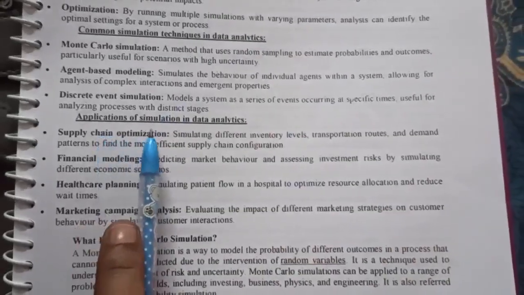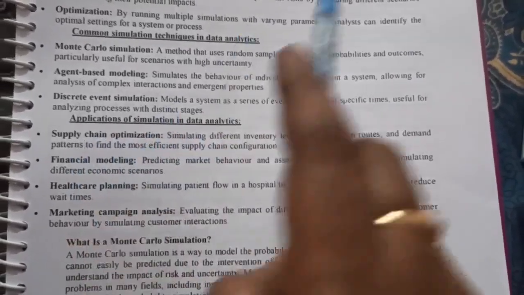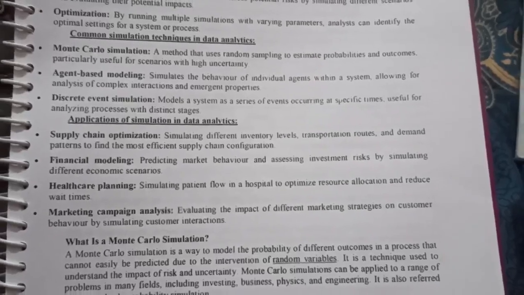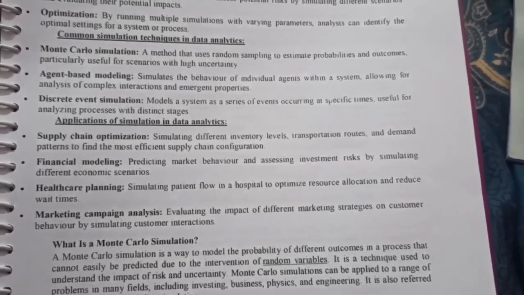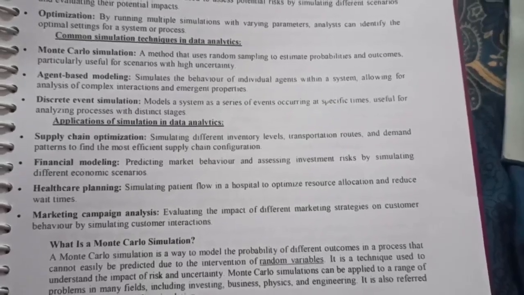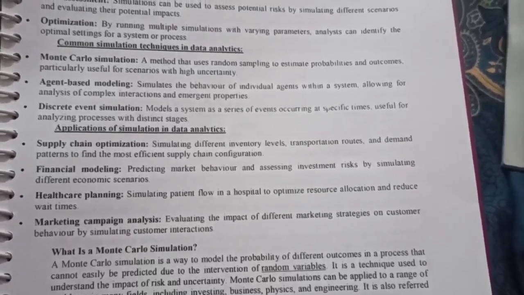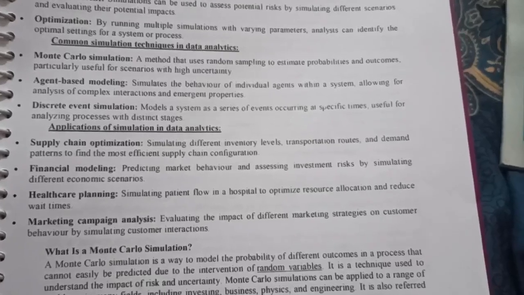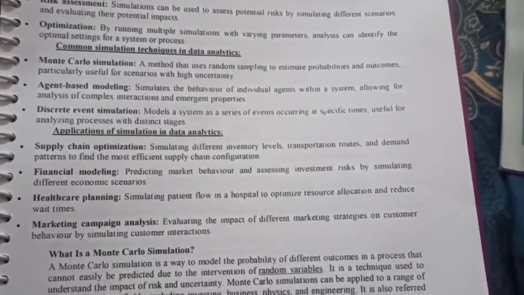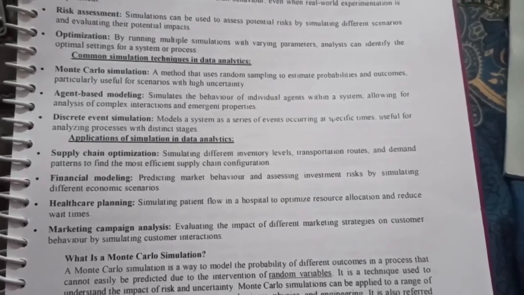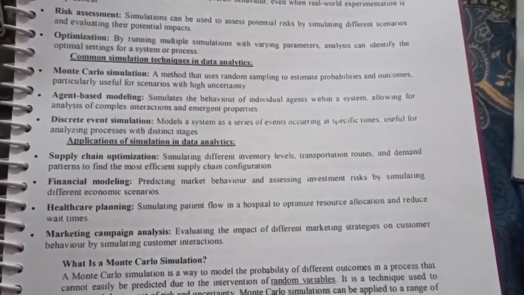Next, applications of simulation in data analytics. Supply chain optimization is the first application. Here we simulate different inventory levels. A supply chain means from manufacturing to marketing, and how the steps go in an optimized way. That means simulating different inventory levels, what we can manufacture, what the good transportation techniques or routes are, and demand patterns. What the demand patterns are for that particular product we can understand by using simulation techniques.